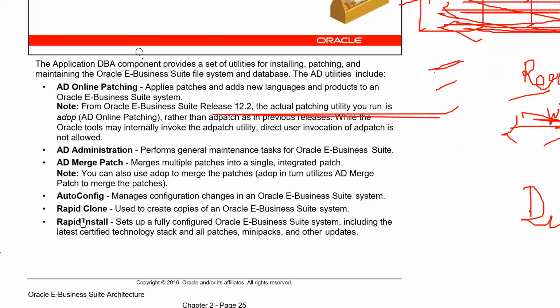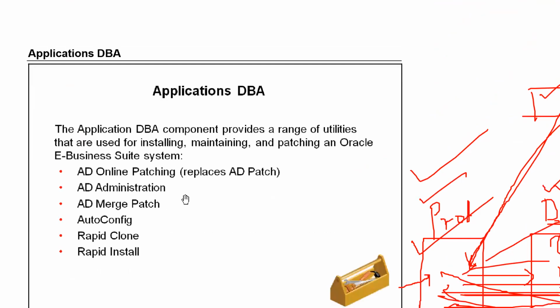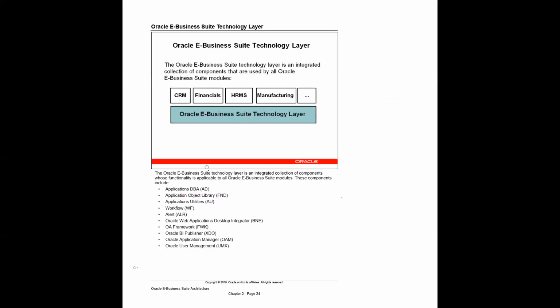Then sometimes you have to do cloning. It is possible to do a rapid clone, and you have rapid install, which will help you do the installation. This is the main slide for all of these components. The first one will come into the picture. A workflow we will be configuring. Alerts. What is that rapid clone, sir? The utility by which you can do the cloning. Cold cloning, yeah. Right. We will be working on OAM, Oracle Application Manager.